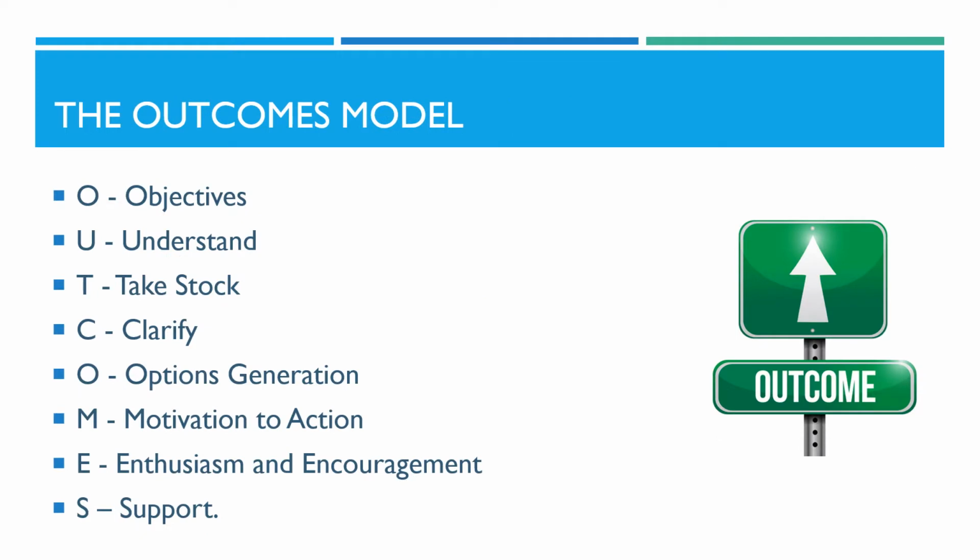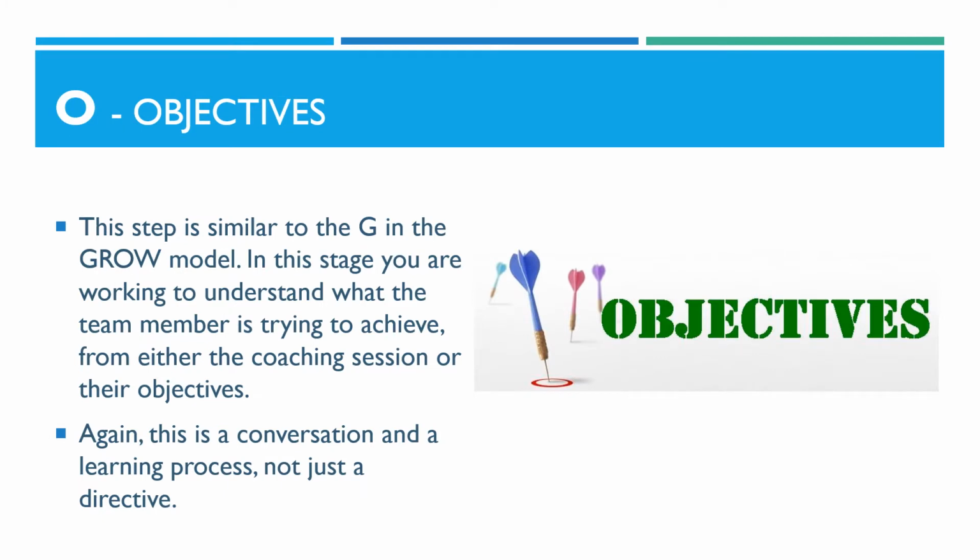There are some similarities between the outcomes model and the G.R.O.W. model, though of course the former is more detailed. Outcomes stands for: O stands for objectives. U stands for understand. T stands for take stock. C stands for clarify. O stands for options generation. M stands for motivation to action. E stands for enthusiasm and encouragement. And S, support.